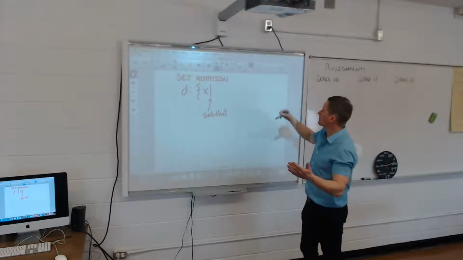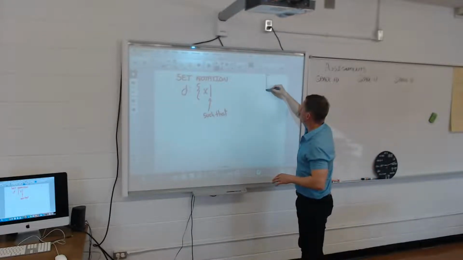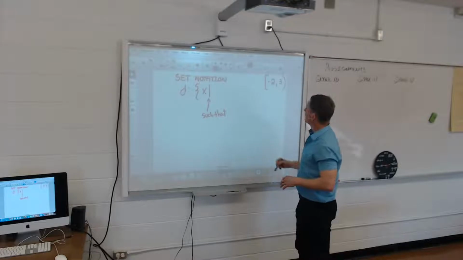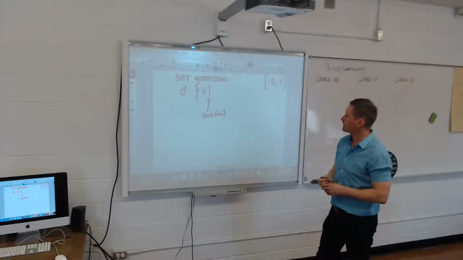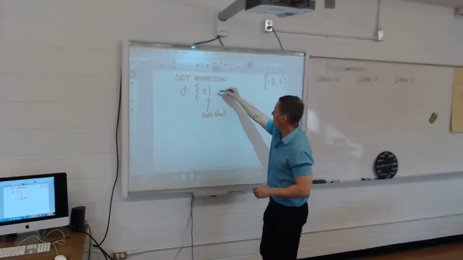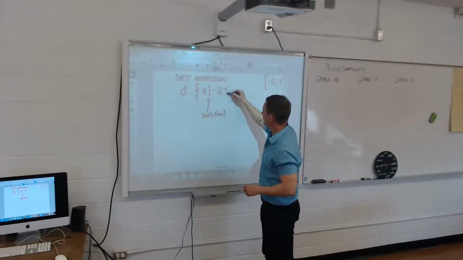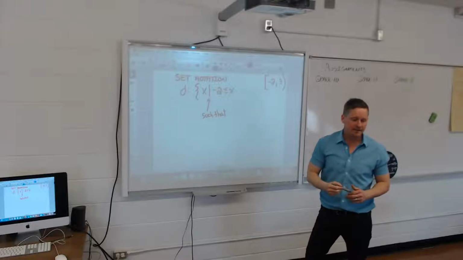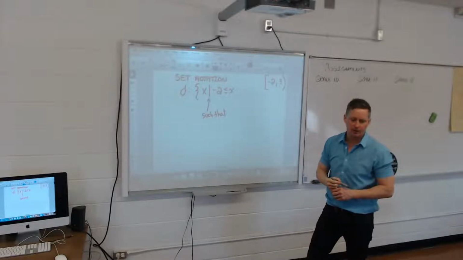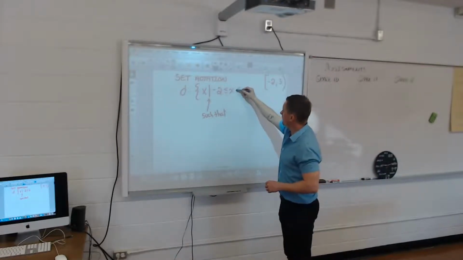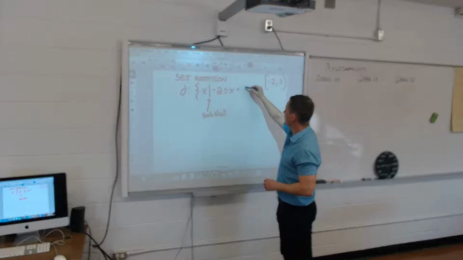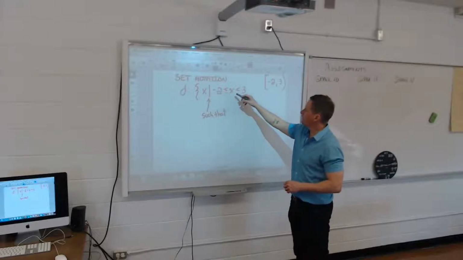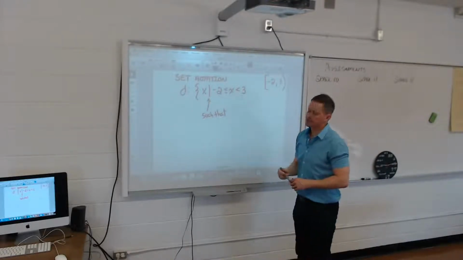Just so that you can see this, my interval notation was -2 to 3, which we just wrote down. So I'm going to write it like this: -2 is less than or equal to X. What that means is that X is greater than or equal to -2. And then X is less than 3. So I have -2 is less than or equal to X, which is less than 3.